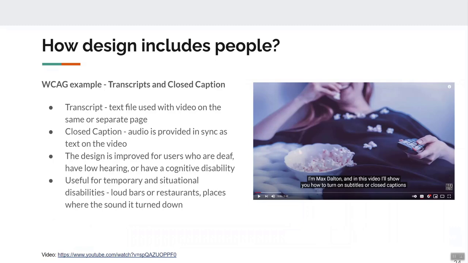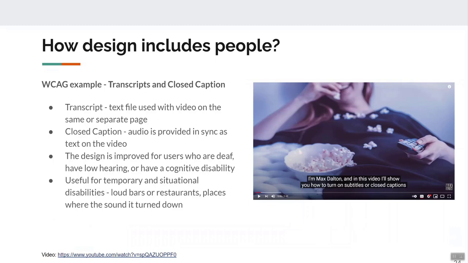For people who are deaf or have low hearing, or even people with cognitive disabilities, transcripts and closed captions are very useful. A transcript is a text file used with a video on the same or on a separate page. And closed caption is what we see in the image to the right. It is text overlaid on the video in sync with what is happening on the video. So somebody in the background is saying, "I'm Max Dalton," and now somebody who has closed captions turned on is able to read the text also.